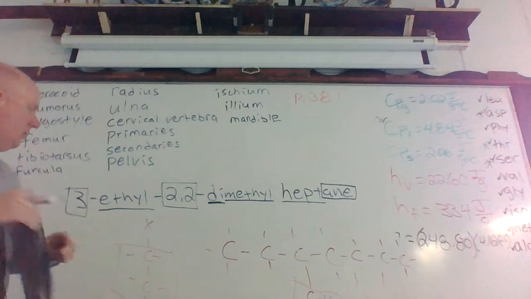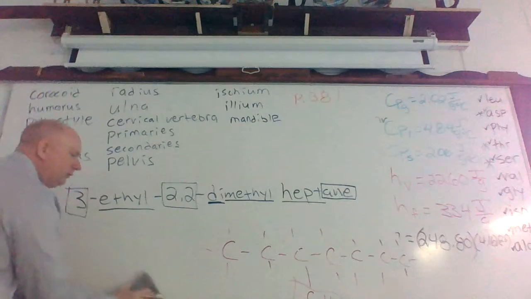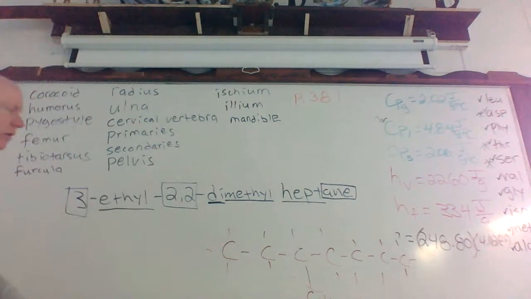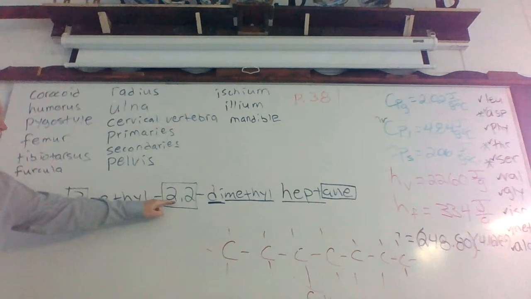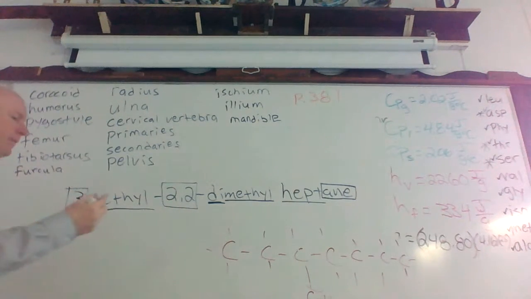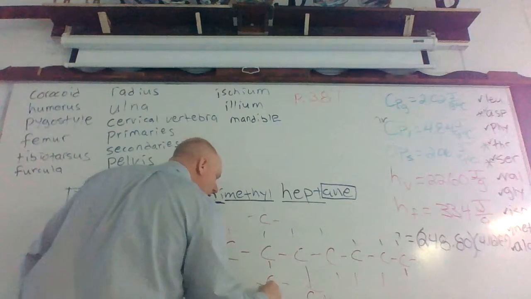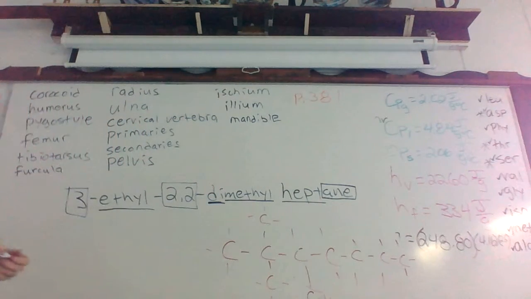Okay, so now what do we do here? Okay, so here we've got a methyl group and a methyl group. Okay, why do you suppose this 3 is written first? Doesn't 2 come before 3?